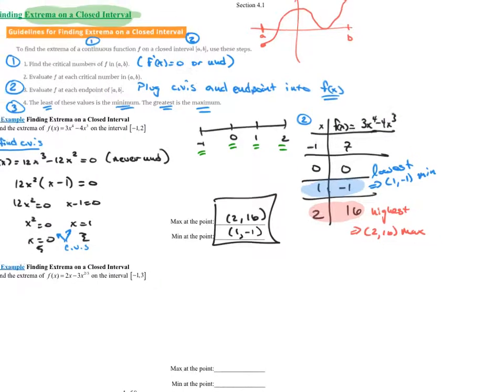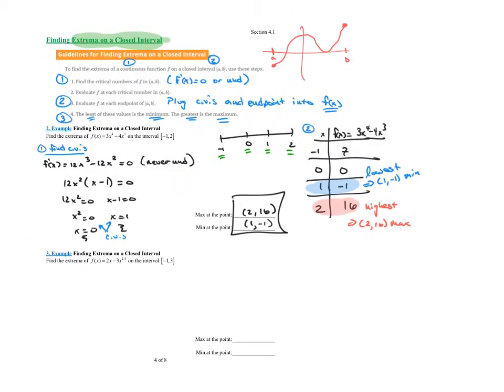Okay? So let's take a step back and make sure you understood everything that just happened. What just happened is, first of all, we had a continuous function, a polynomial function, on a closed interval. Since it's a continuous function on a closed interval, I know it has a max and a min by the extreme value theorem. I find the critical values, which is setting the derivative equal to 0 and undefined.